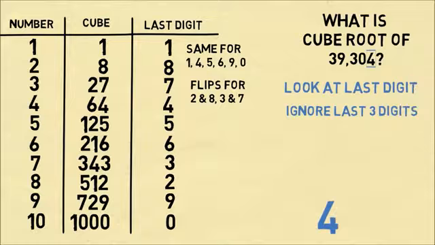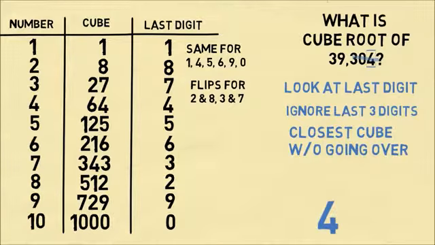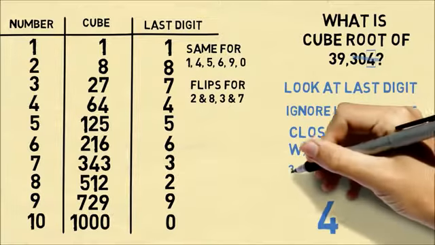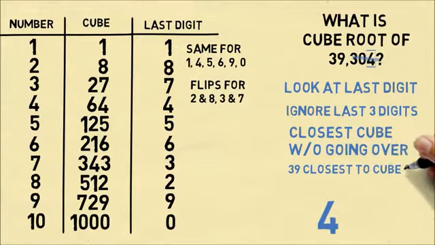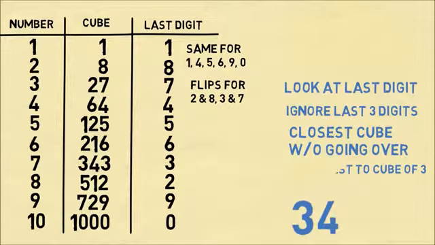The next step is we ignore the last 3 digits of our number. So in 39,304, we're going to just ignore the 304. And now we want to find the closest cube without going over. So 39 is between 27 and 64. So it's actually closest to 27 without going over, which means it's closest to the cube of 3. And that gives us the other part of our answer, which is 3. So here we have it. We put the numbers together, and 34 is the cube root of 39,304.